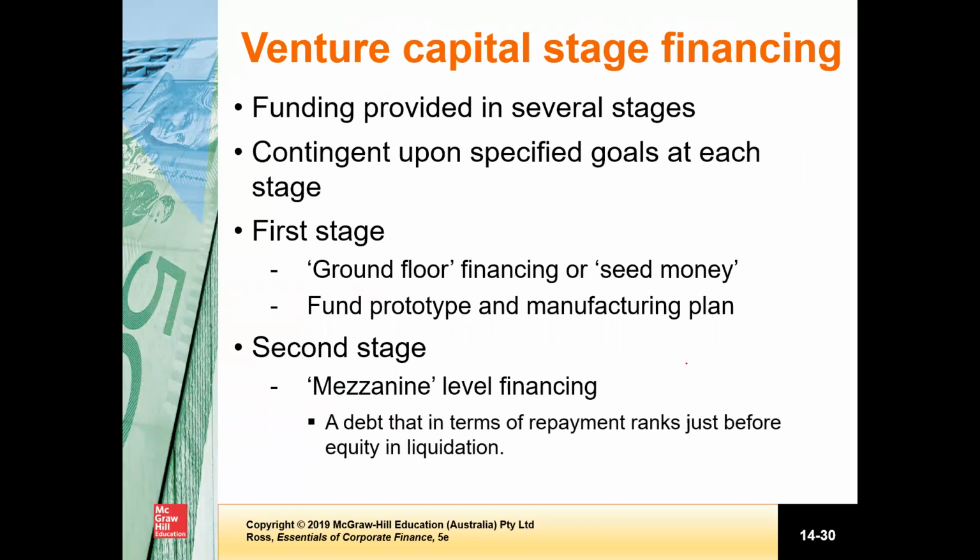For example, first stage or first round financing might be enough to get a prototype built and a manufacturing plan completed. Based on the results, the second stage financing might be a major investment needed to actually begin manufacturing, marketing, and distribution. There might be many such stages, each of which represents a key step in the process of growing the company. Venture capital firms often specialize in different stages.